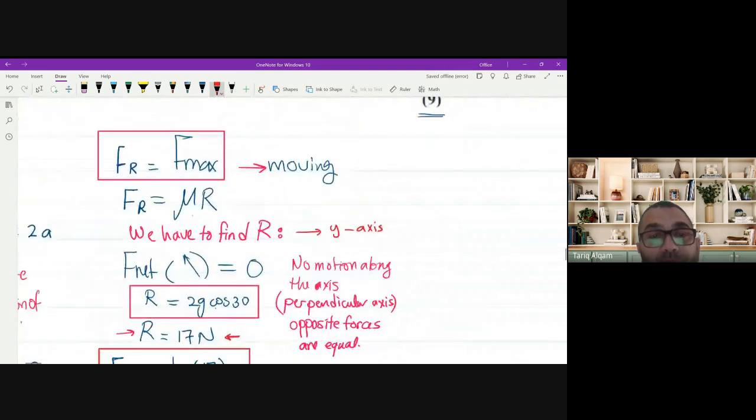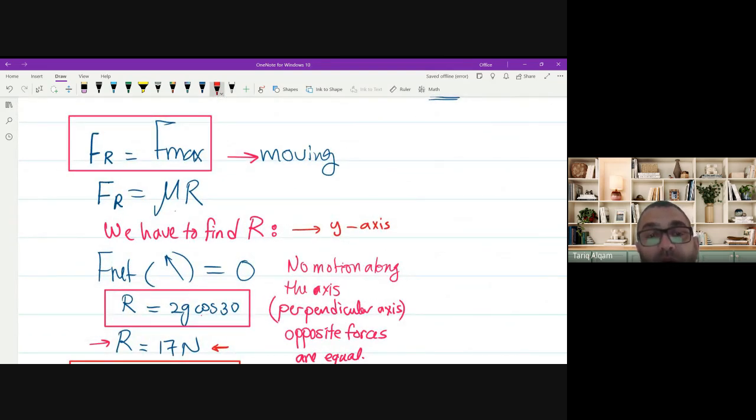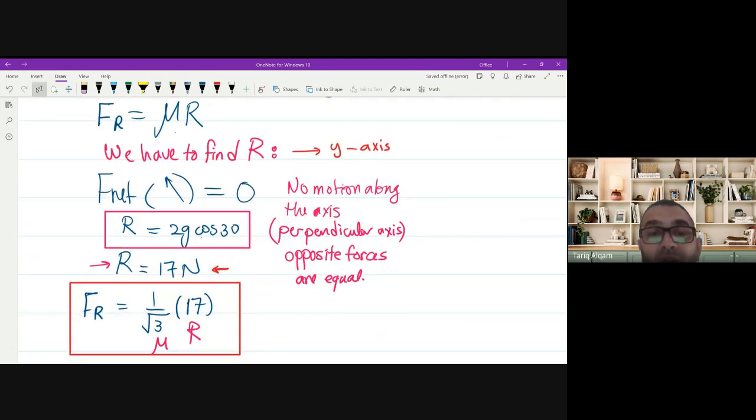So what should I do? If F equals mu R, we have to find R, which is along the y-axis. So F net along this axis, which is the y-axis, equals 0. Why is F net along the y-axis 0? Because there is no motion along this axis. The motion is only along the plane. There is no motion along the perpendicular axis. What does this mean, guys? Opposite forces are equal. If there is no motion, if the acceleration is 0, opposite forces are equal.